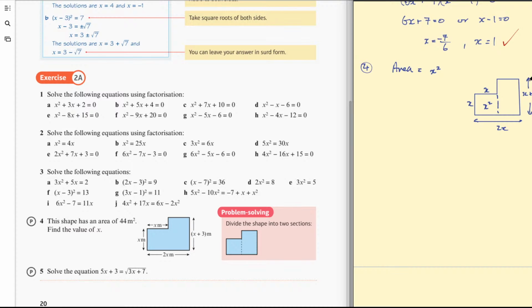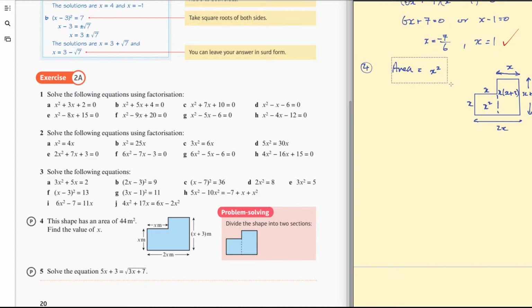This area, well, the height is x plus 3. What would this length be? If this is 2x and this is x, well, we need to subtract that length from 2x. So this length here is going to be x as well. 2x take x is x. So the area of this rectangle is x times x plus 3.